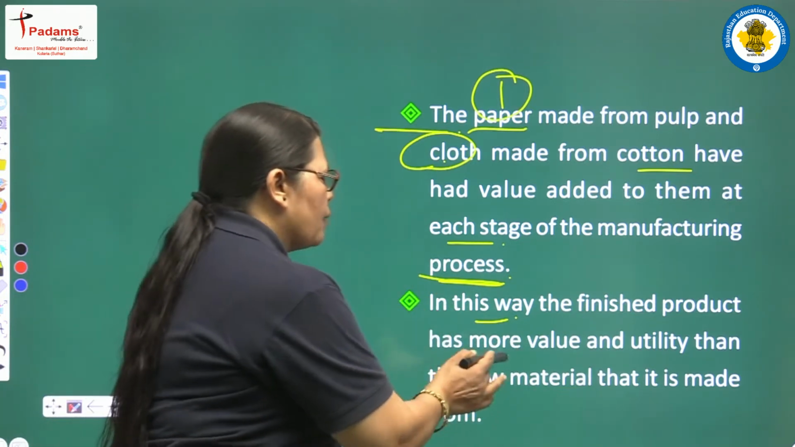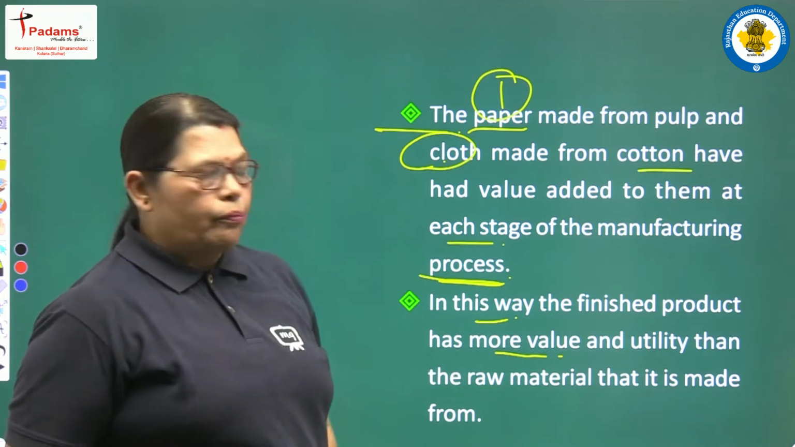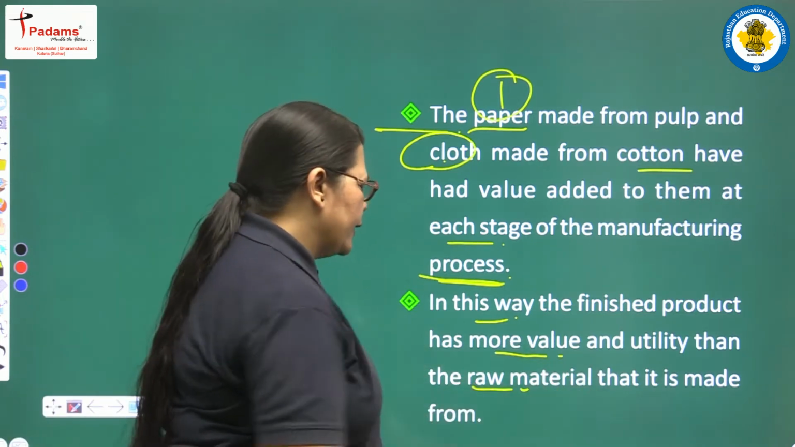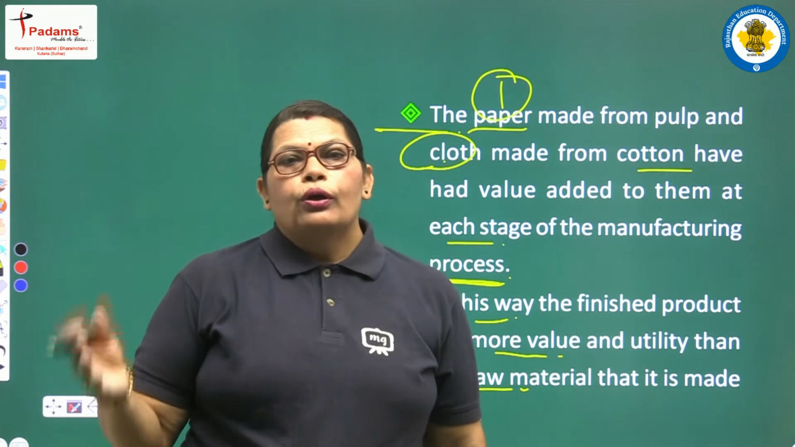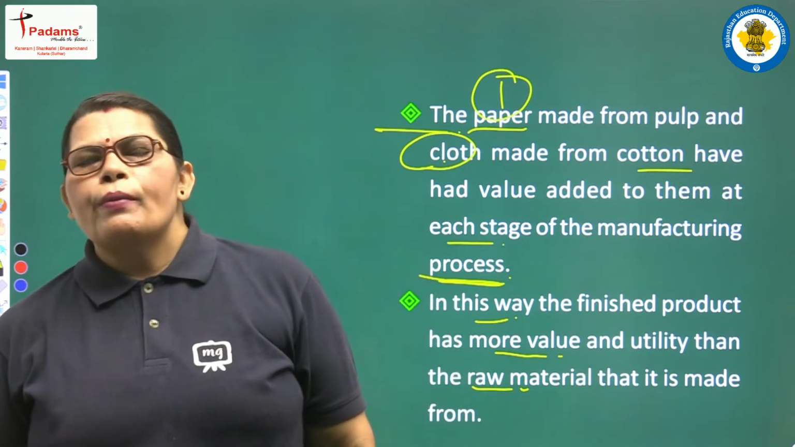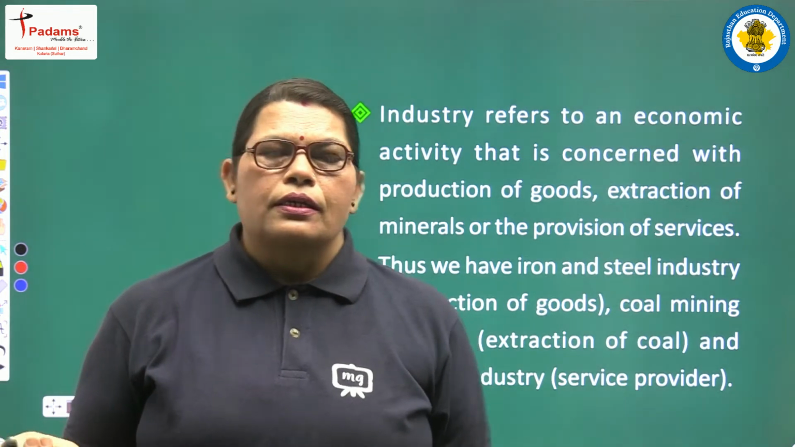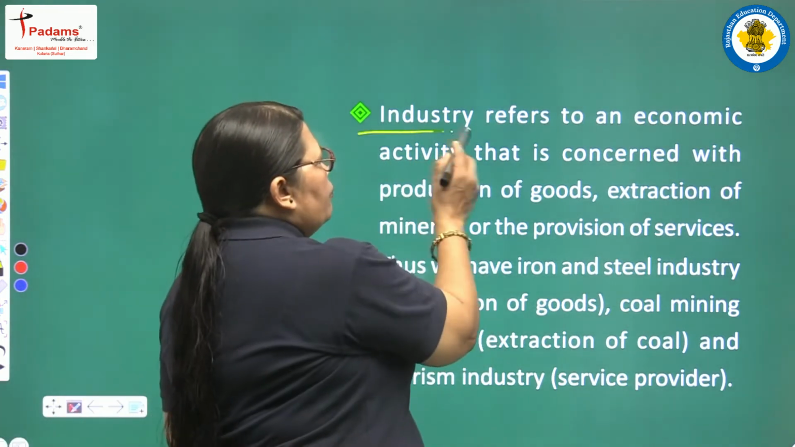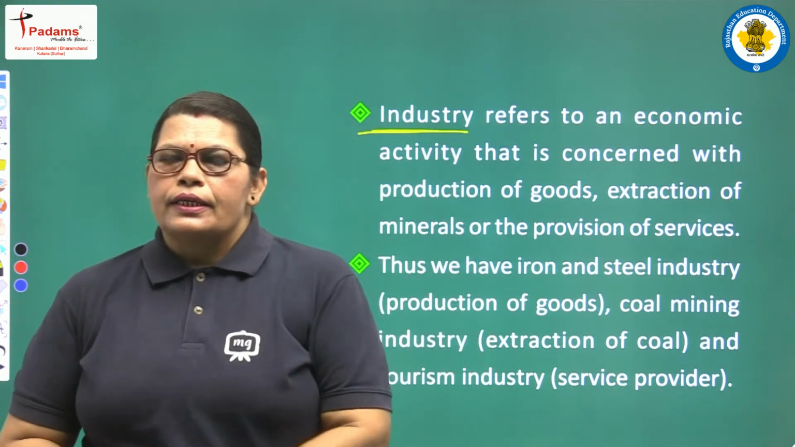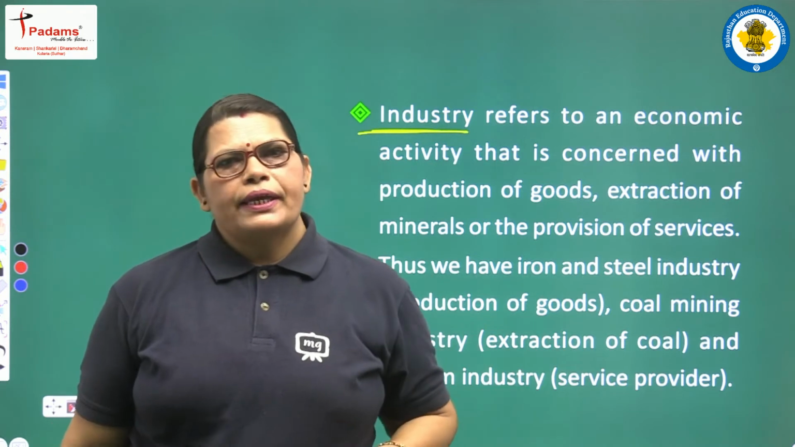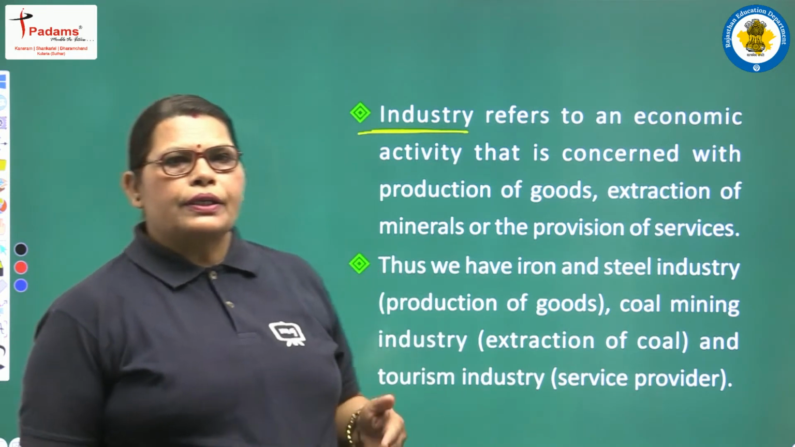So, these are more valuable and useful than the raw material that they are made from. There is a lot of difference between the raw material and the processed things. When we are talking about industries, yes, our chapter's name is Industries. We are covering chapter 5.